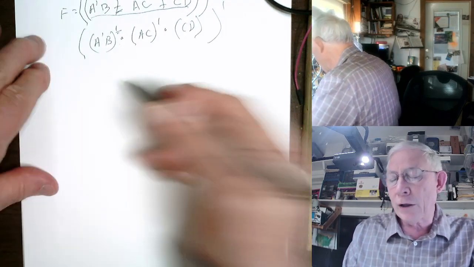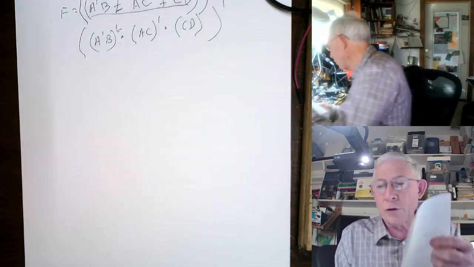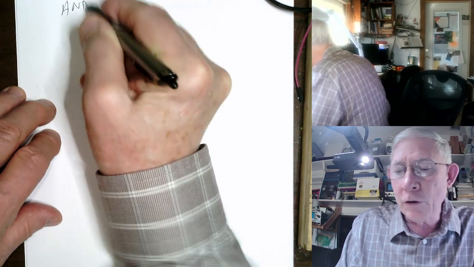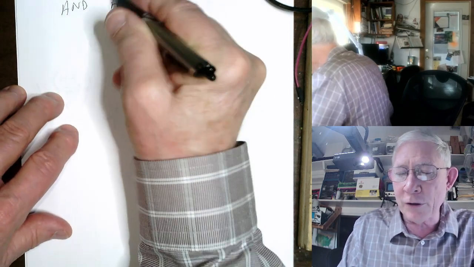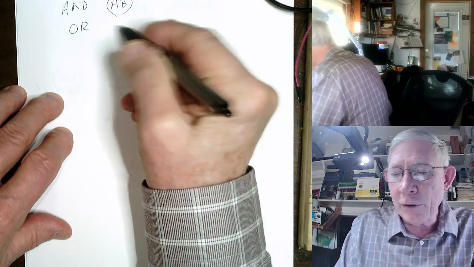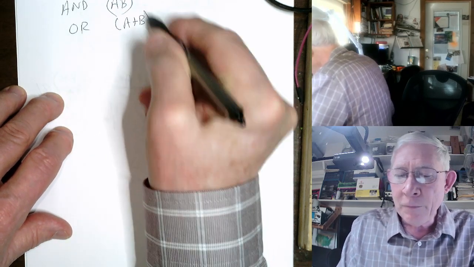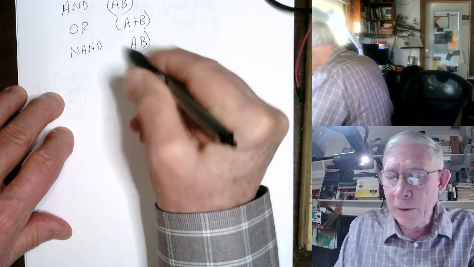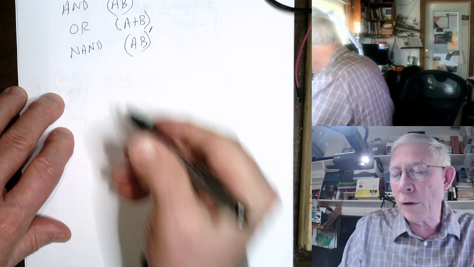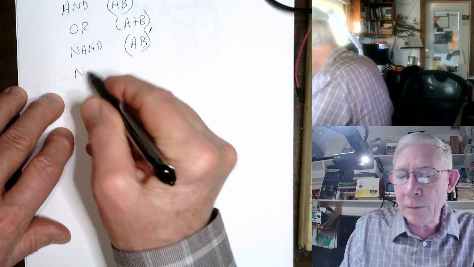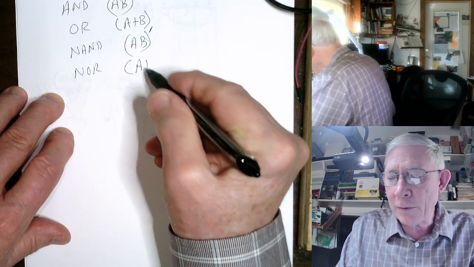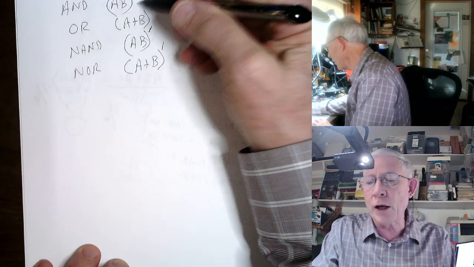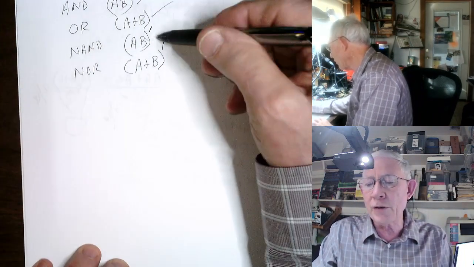In fact, let's look at all the different possible ways we can do the gates. An AND gate looks like AB, we'll just put that in parentheses. An OR gate is A plus B. A NAND gate is AB with an invert on the parentheses. And a NOR gate is just A plus B with an invert on the parentheses. So this is how we recognize ANDs, ORs, NANDs, and NORs.